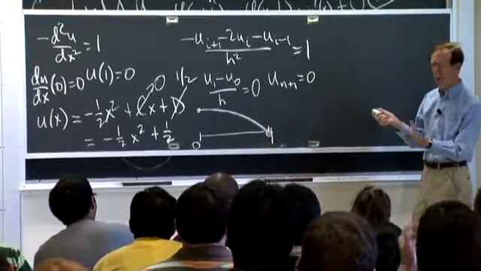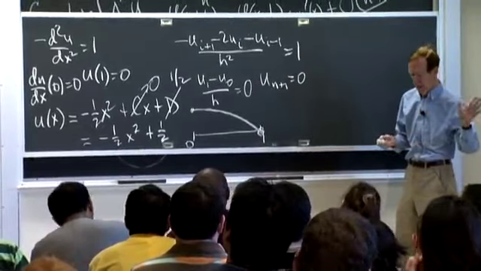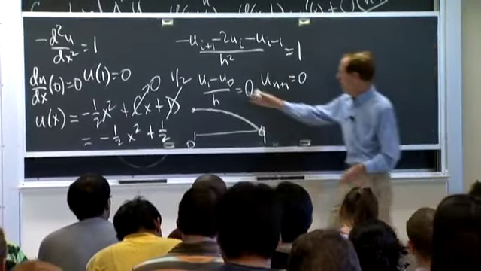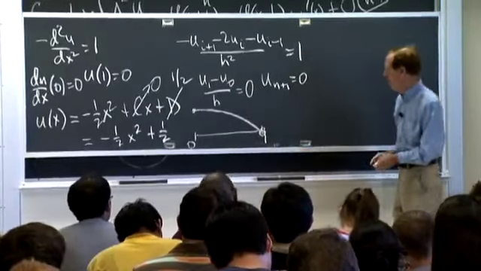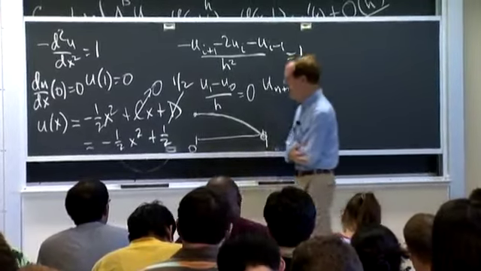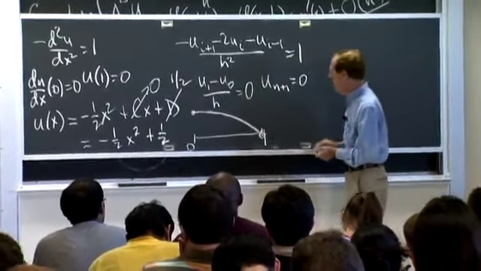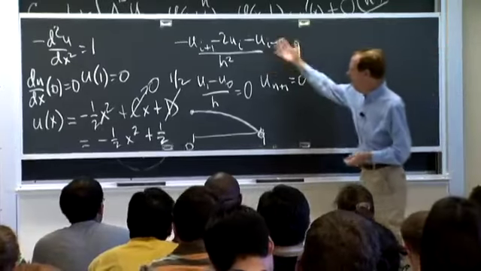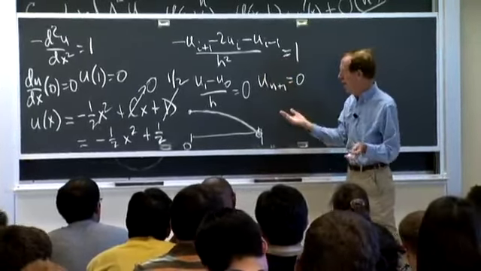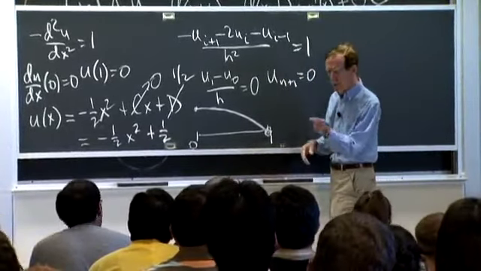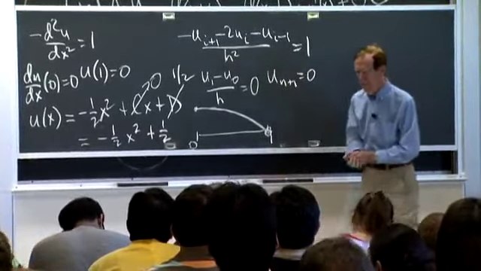So that's my choice for the left-hand boundary condition. It says that u1 is u0. Okay. So now I've got again 5 equations for 5 unknowns, u1, u2, u3, u4, and u5.